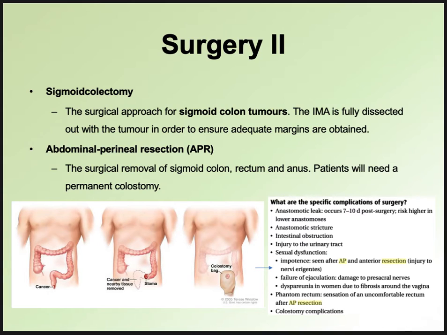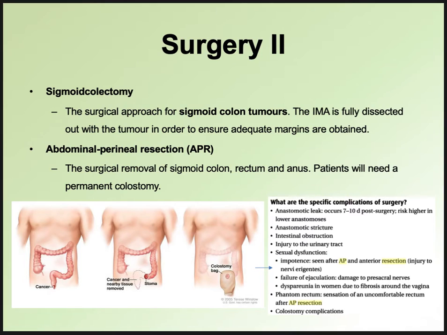The other procedure to note is an abdominal perineal resection. This is performed for tumors which are lower down, more distal, in the sigmoid or rectal region. They're quite extensive and need more than just a sigmoid colectomy. This involves removal of the sigmoid colon, rectum, and anus, and essentially the patient will need a permanent colostomy.